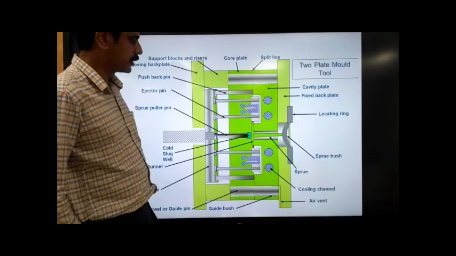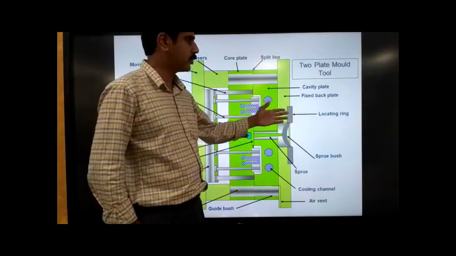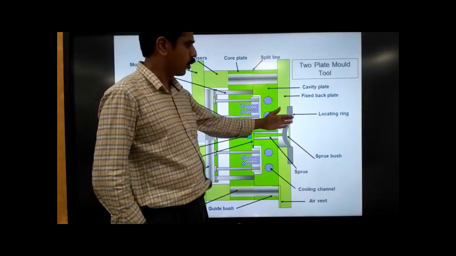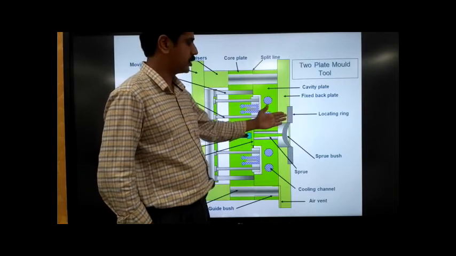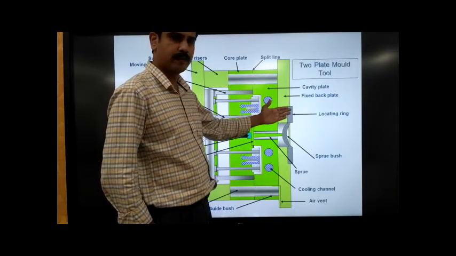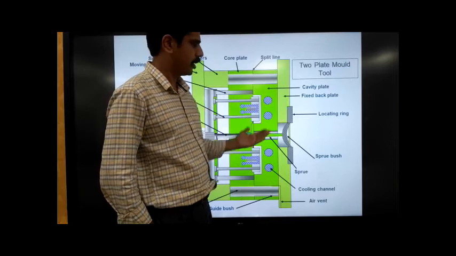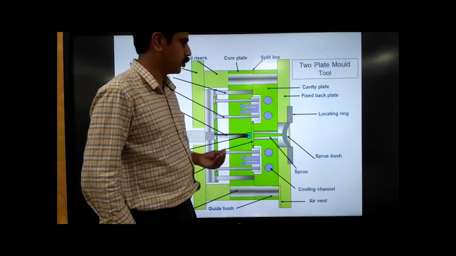Normally we will start from this end. That is, we have a locating ring for the mold. This is the outermost part of a mold, and the function of the locating ring is very simple.